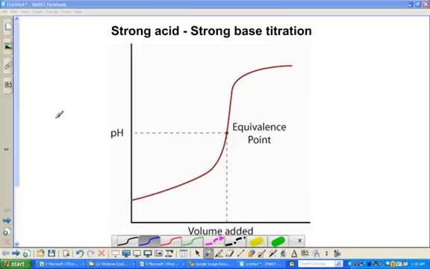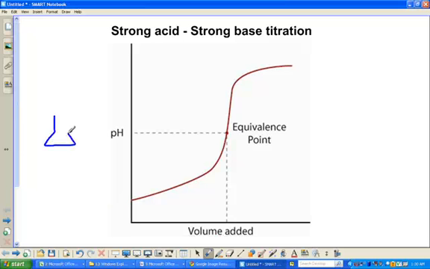So you have a situation where you have your acid that's in your Erlenmeyer flask. Note the high quality of the Erlenmeyer flask. And then coming down into that is your burette that has the base in it. Okay, so here is your acid, here is your base.